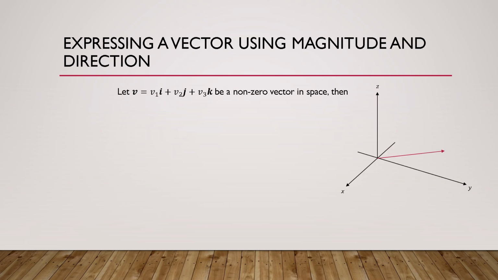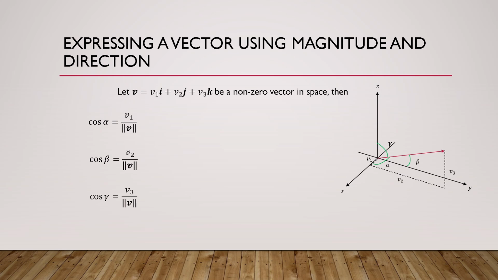Let v = v1i + v2j + v3k be a non-zero vector in space. Then let alpha be the angle between the vector and the x-axis, beta the angle between the vector and the y-axis, and gamma the angle between the vector and the z-axis. This makes cosine alpha equal to v1 over the magnitude of v, cosine beta equal to v2 over the magnitude of v, and cosine gamma equal to v3 over the magnitude of v.